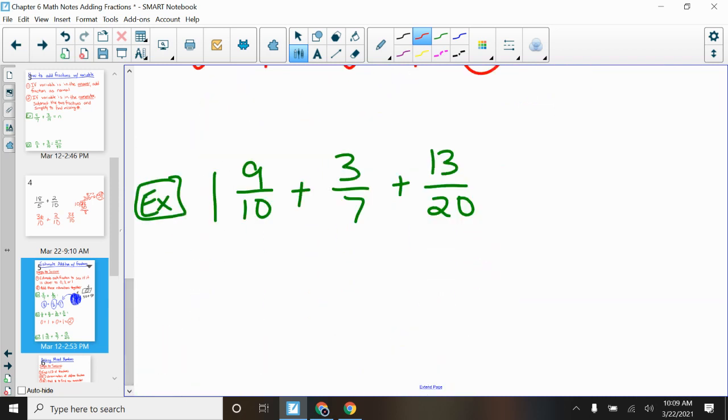Okay, this example here is slightly different. Copy this example, but then don't work it yet. Just copy it. It's got 1 and 9/10 plus 3/7 plus 13/20.